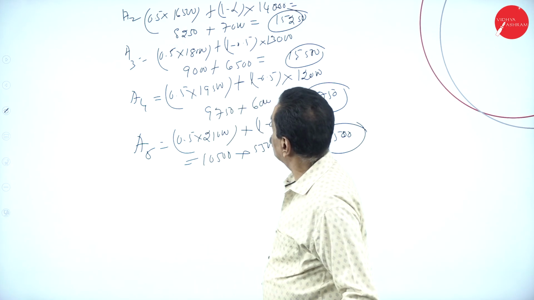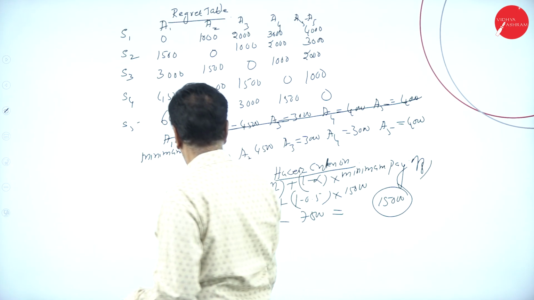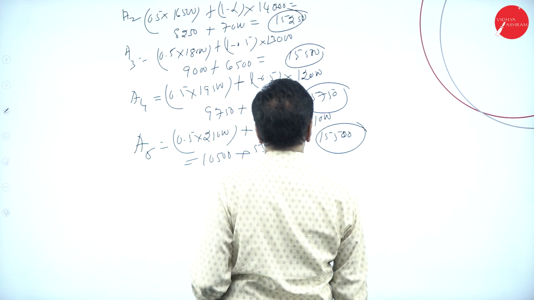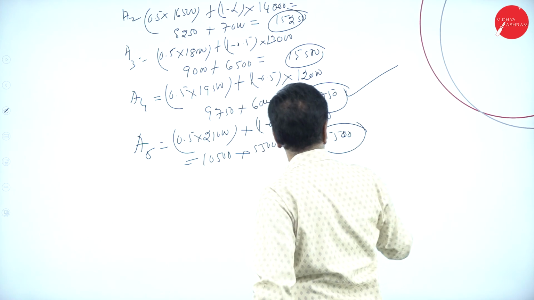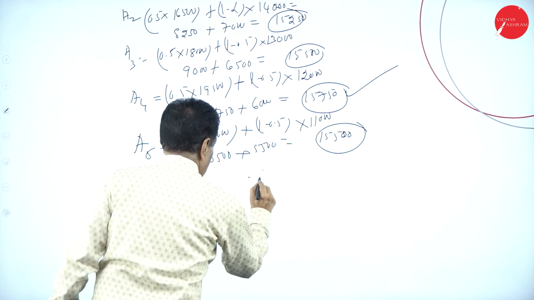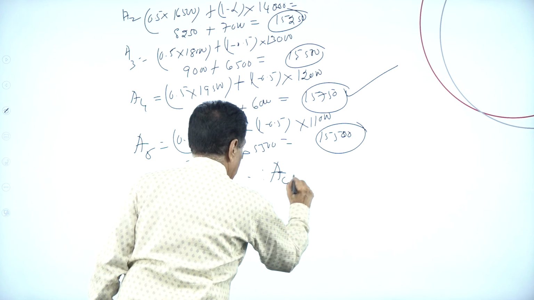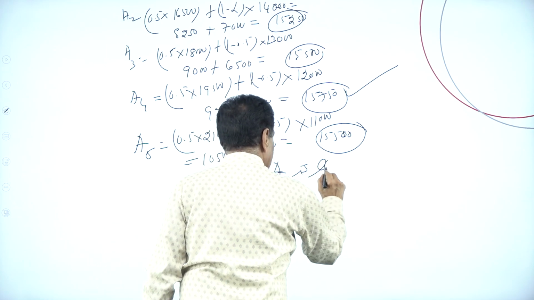So, which is the highest one? See that? First one 15,000. So 15,750, A4, is the best act.